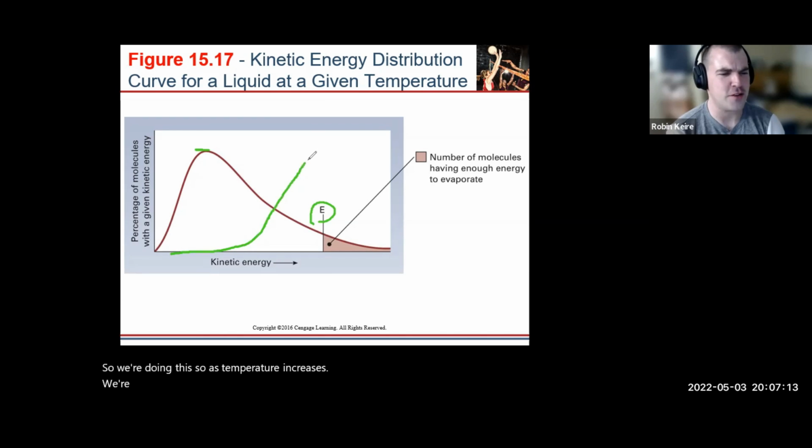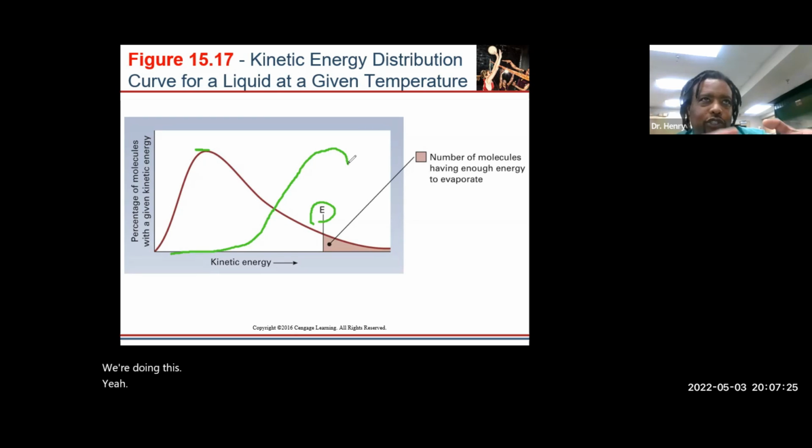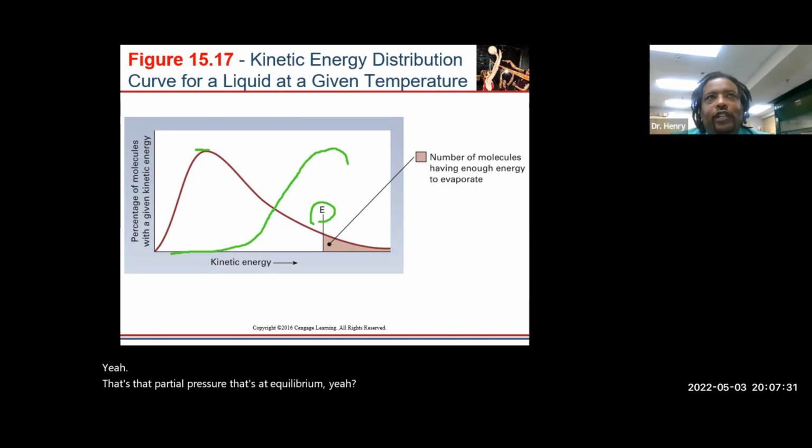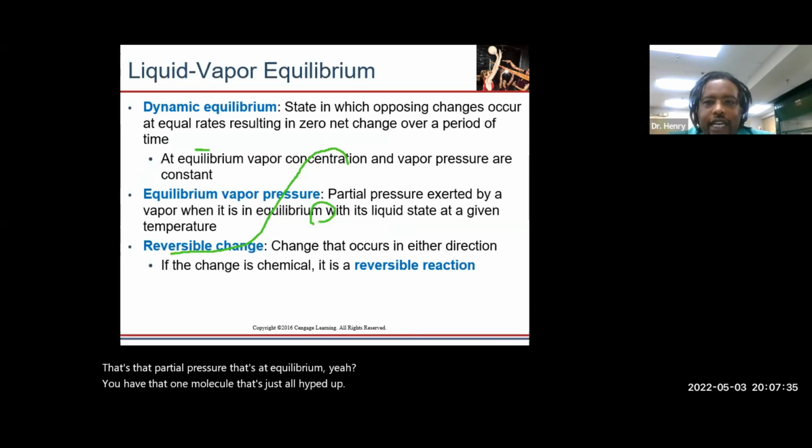I just find it odd that even at 25 degrees, there are molecules that have enough energy to be in the vapor state. But I guess that's nature. That's that partial pressure. That's that equilibrium. Yeah. Okay. You know, you have that one molecule that's just all hyped up, like that one kid in the class that is always bouncing off the wall.